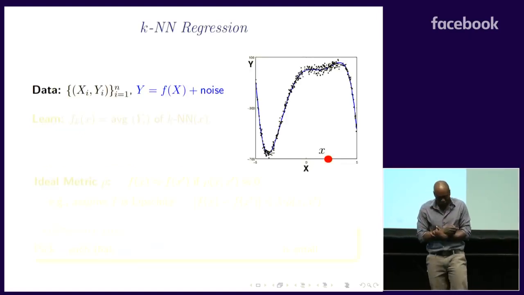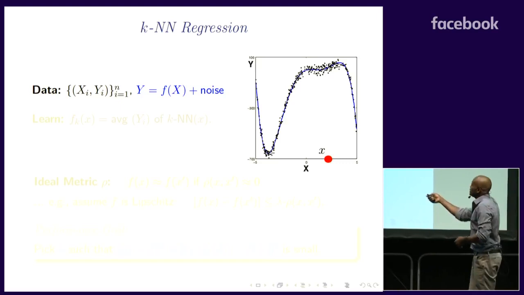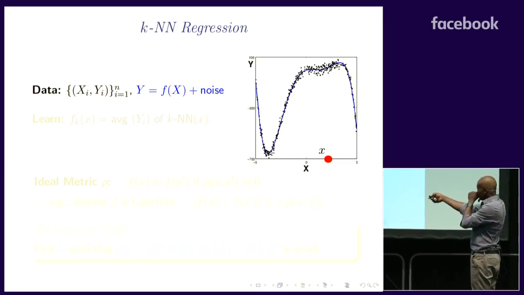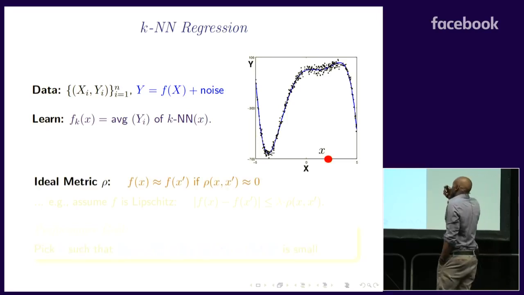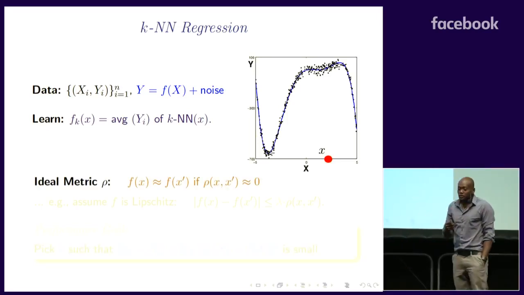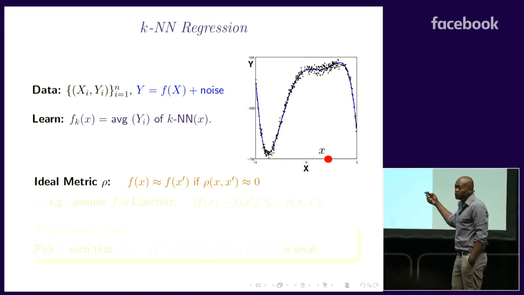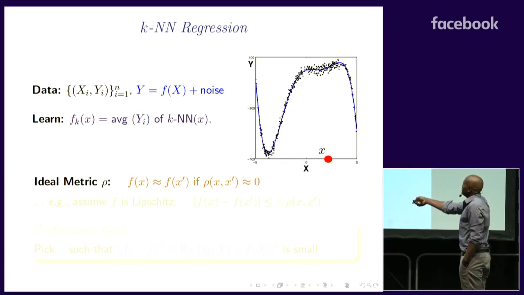All right, let's go back to regression. KNN regression, remember, is defined a second ago. We are in the normal regression setting where y is equal to f of x plus noise. The KNN regressor is the average y of the KNNs of x. Now, reformulating the original intuition as to when KNN works, the ideal metric rho should satisfy something like this. If x and x prime are close on rho, then f of x should be close to f of x prime.